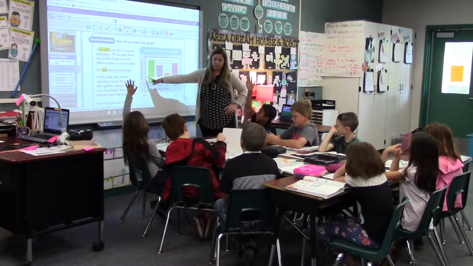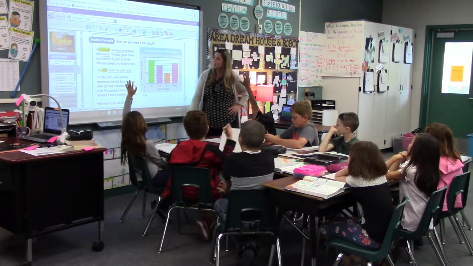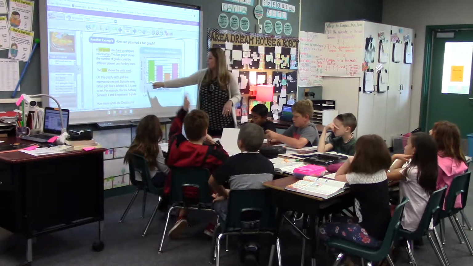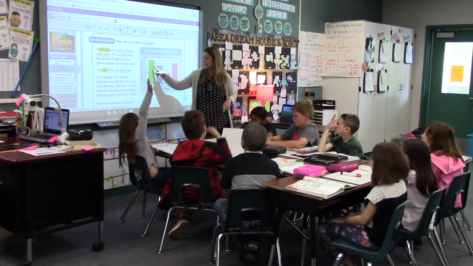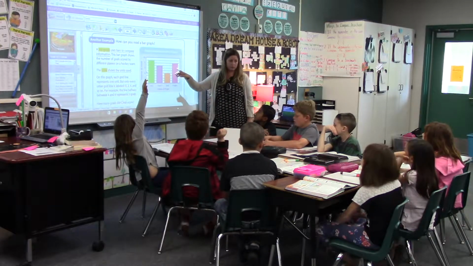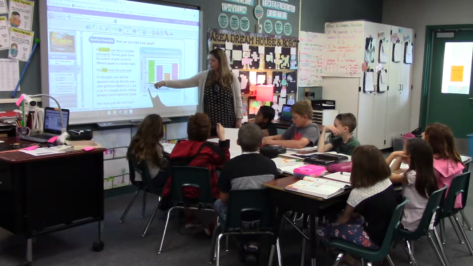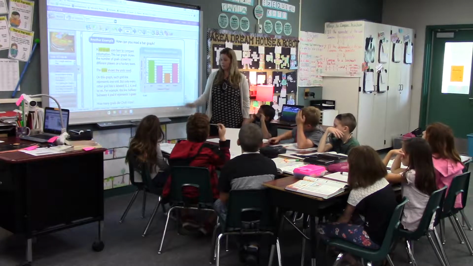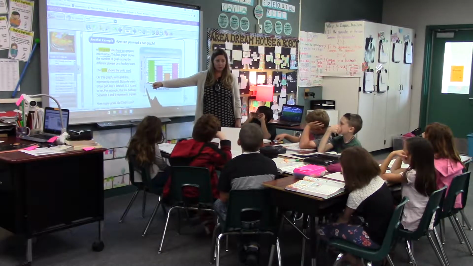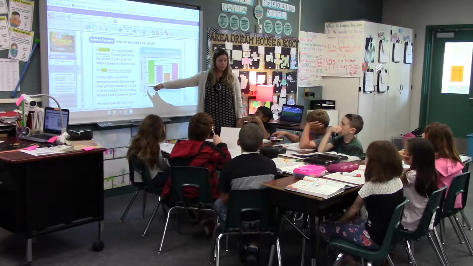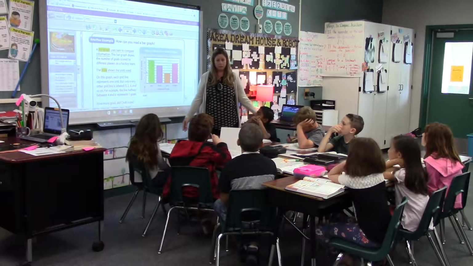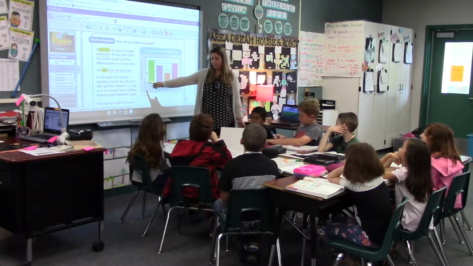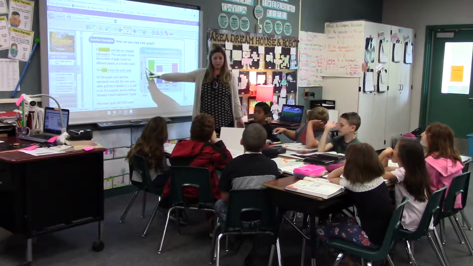0, 2, 4, 6, 8. Okay, what do we notice about them, Aaliyah? They're counting by 2s. But what do you see in between each line here? Clarissa, what do you see between each line, each skip counting? There's another line there. So even though the number is not marked on the scale here, we know that in between 0 and 2 is 1. In between 2 and 4, Seth, is 3. Between 4 and 6 is 5.